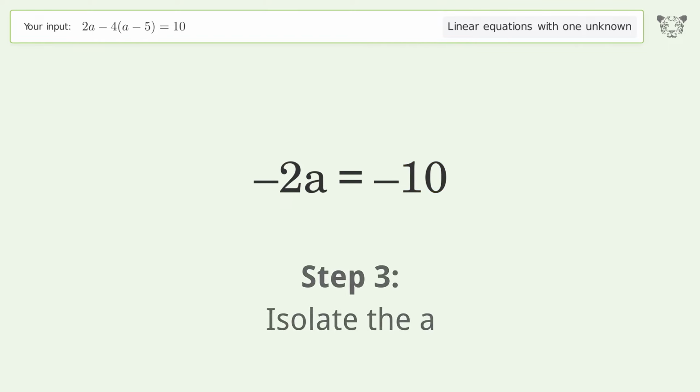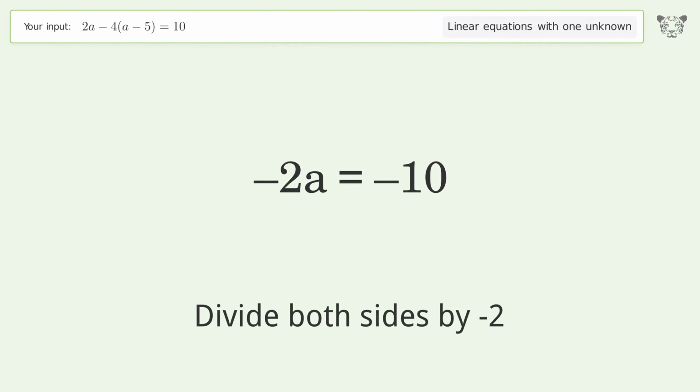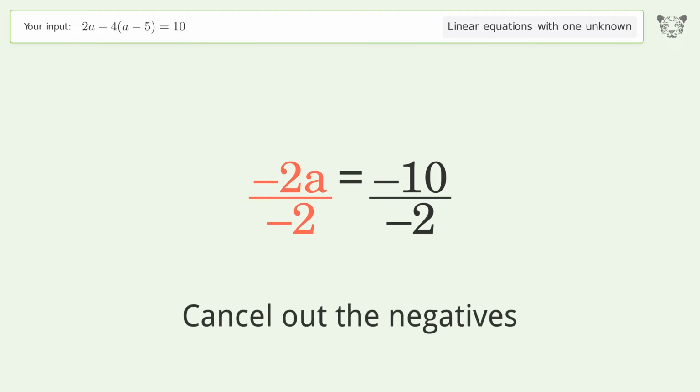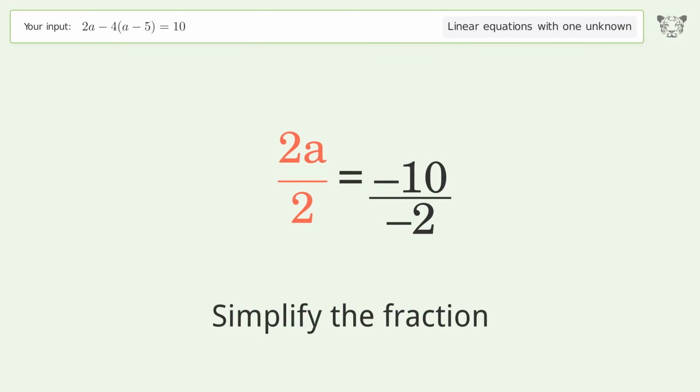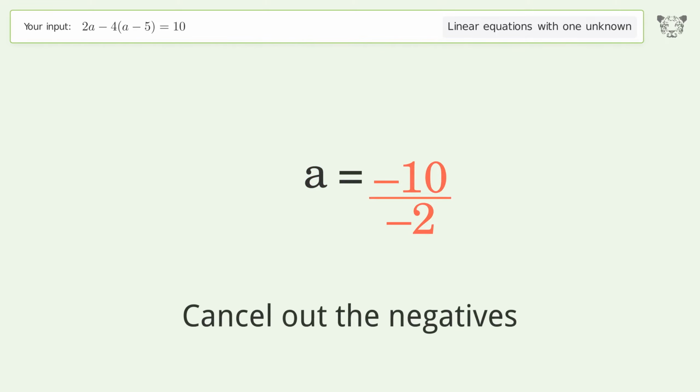Isolate the a. Divide both sides by -2. Cancel out the negatives. Simplify the fraction. Cancel out the negatives.